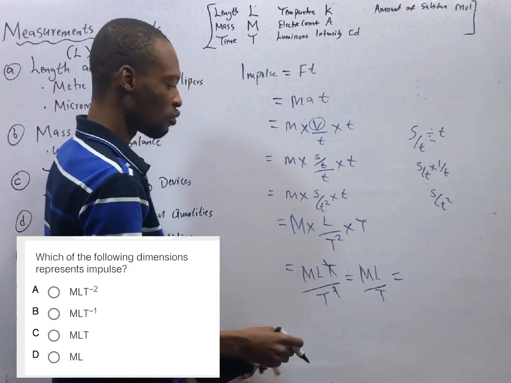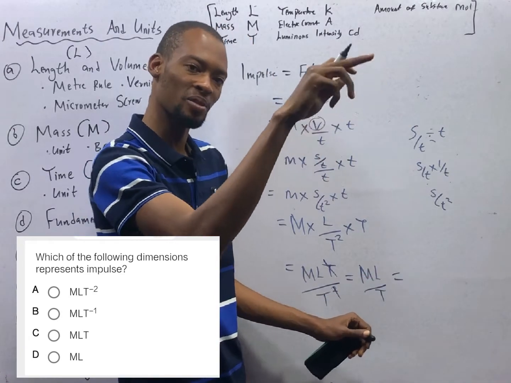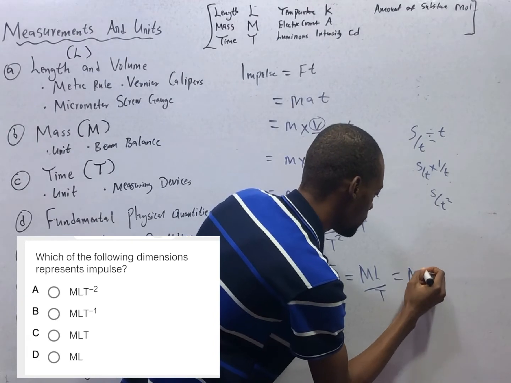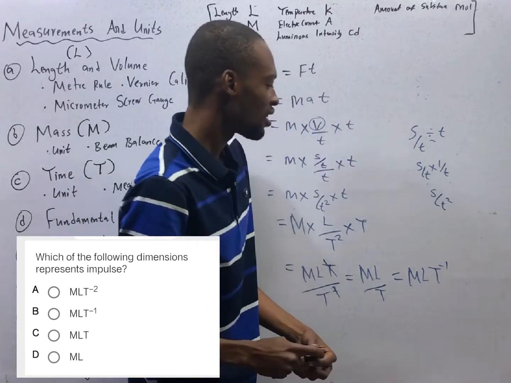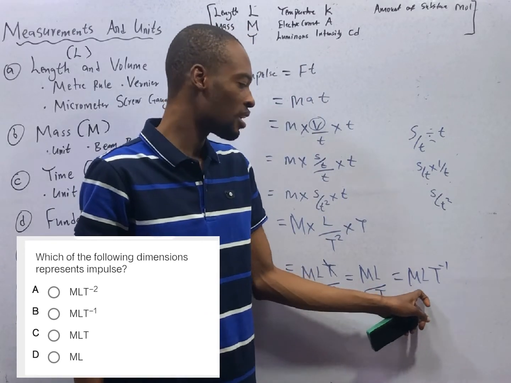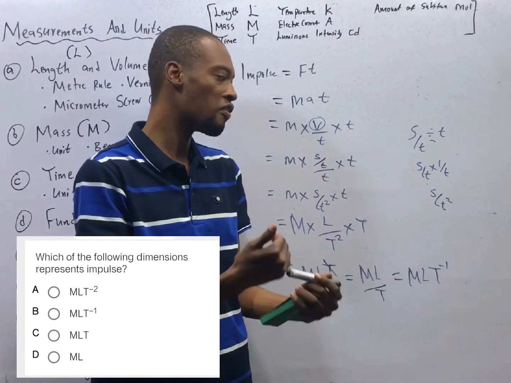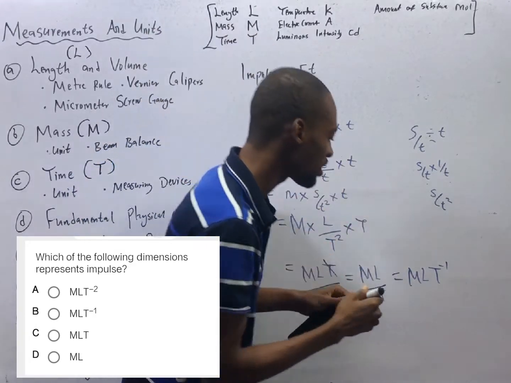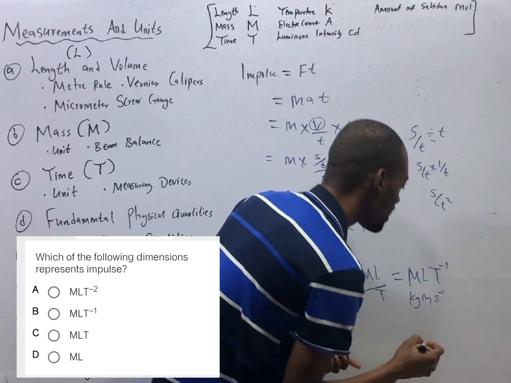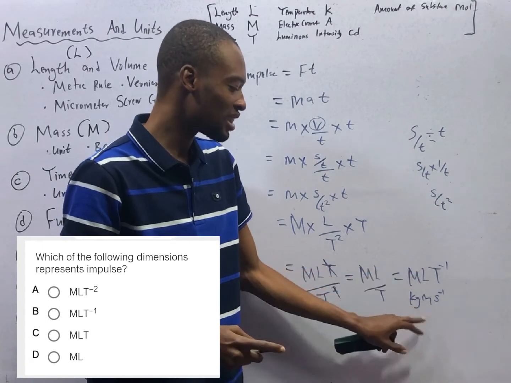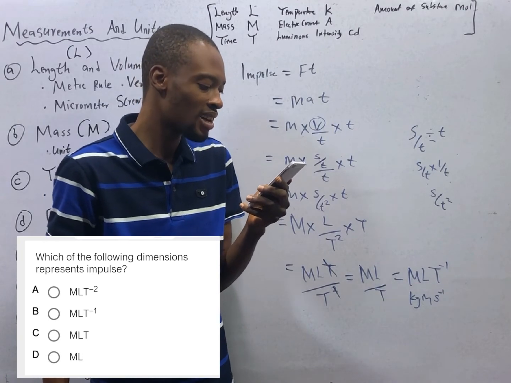And remember what we learned. Once you have t at the bottom, bringing it up, it becomes raised to the power of minus 1. So this is m L t raised to the power of minus 1. So that is kilogram meter per second. You see, from dimension, you arrive at units of quantities. So the unit of impulse is kilogram, length is meter, per second: kilogram meter per second. So this is the dimension, this is the unit. Let's see the options. Option B is the correct option, as you can see.